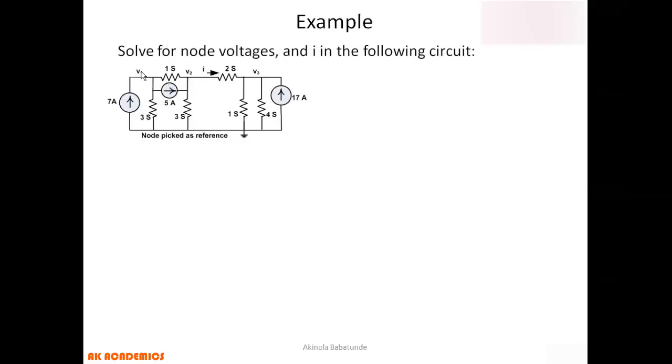So this is node 1, it has voltage V1. This is node 2, we have node voltage V2. This is node 3. If you put these two together here, you have node voltage V3. I think those are the basic nodes that we have connecting the circuit elements together.